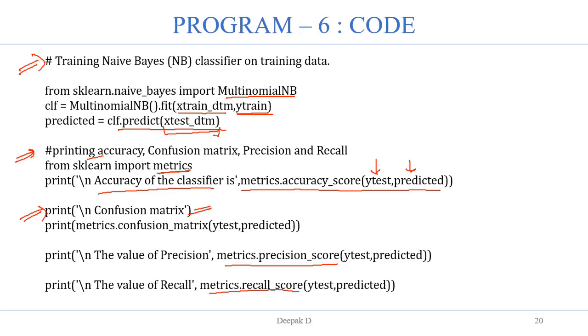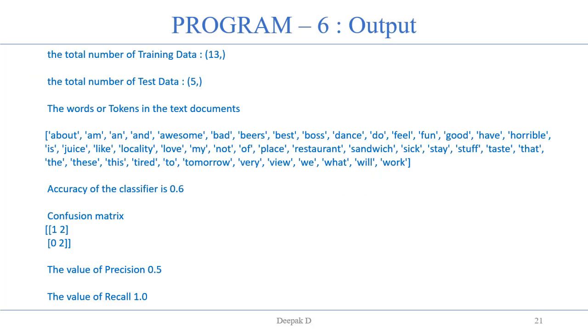Now let's see the sample output for this program. In this sample output, I have taken 18 text documents. The training data that I have considered is 13, and test data is 5, and the tokens of words in the text document are these distinct words, which can be called the vocabulary. The accuracy of the classifier is 0.6, and this is your confusion matrix, and this is your precision and recall value. So this completes your 6th program.